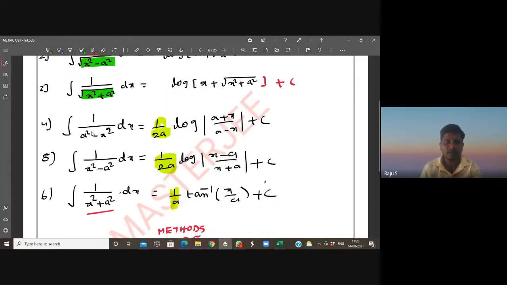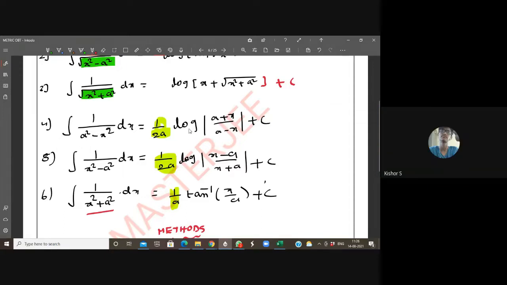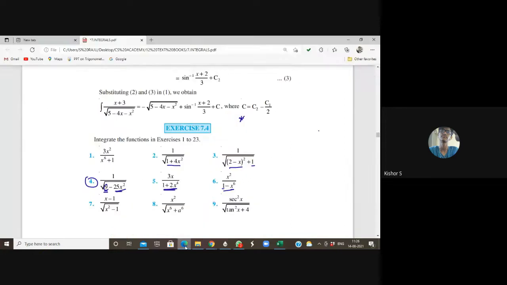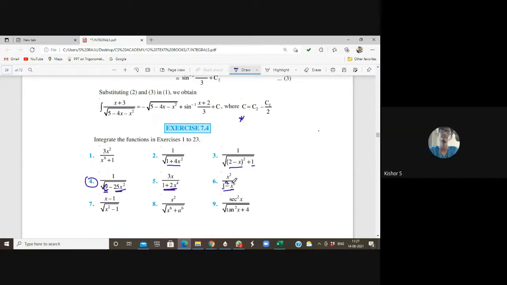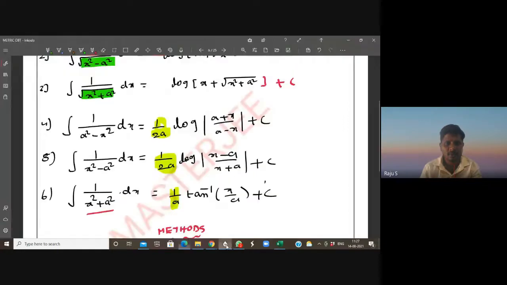The answer, first constant. We are getting a number four, is that alpha or a? Yes, it is a. Here a value is one. One can be written as one square. So a represents the constant. Yes, a is a constant here. X alone is your variable, a is a constant.